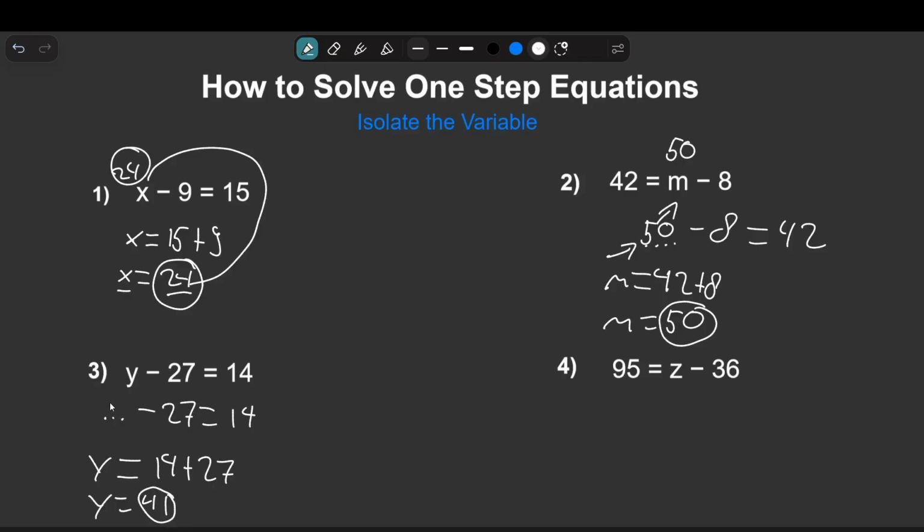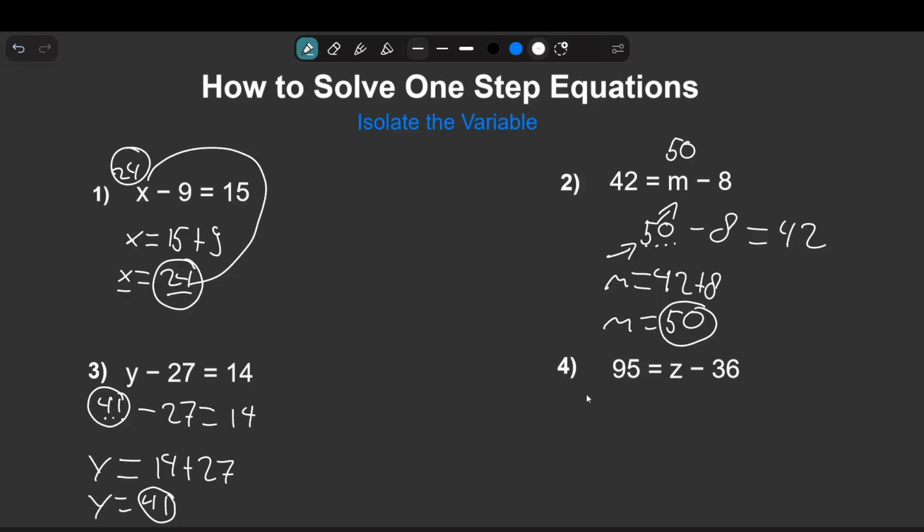Now we can plug it in right here, 41, and 41 minus 27 equals 14. So we can check, and yes, it is the right answer. You don't always have to check the answer, because if you are pretty confident in doing this without checking, you don't really have to check. It's just for your own sake, just to keep you doing this well.